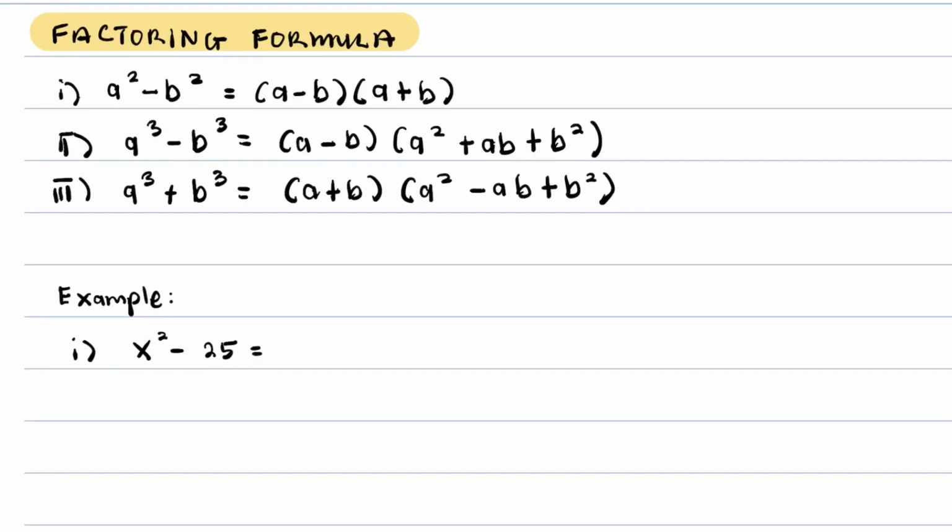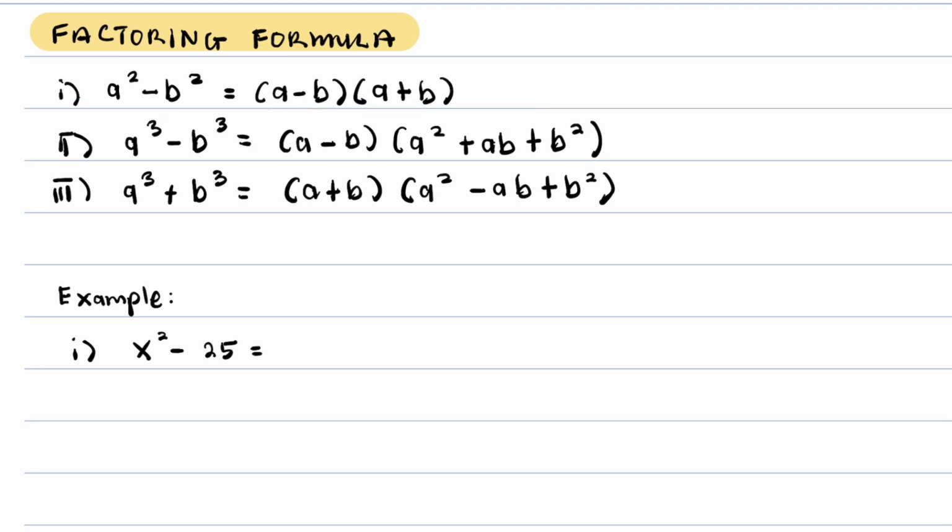Okay, in this example, I want to show you how to do the factoring formula because some of you are still stuck here. There are three factoring formulas that you should know. The first one is the quadratic factoring formula: a squared minus b squared is equivalent to a minus b multiplied by a plus b.